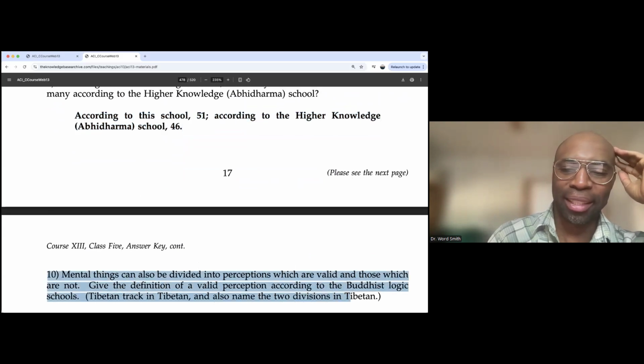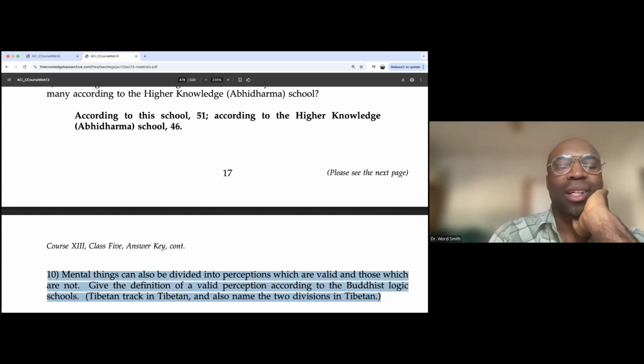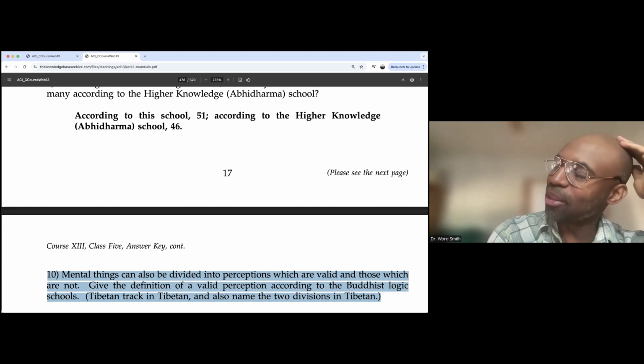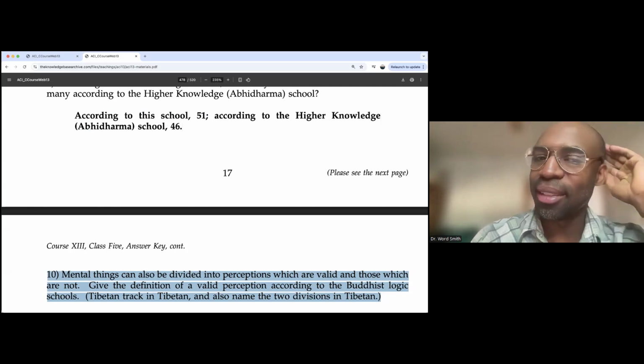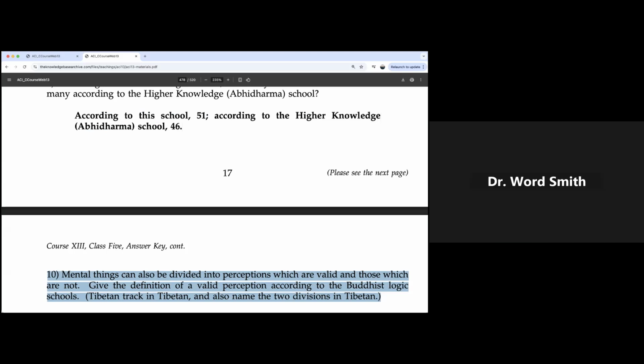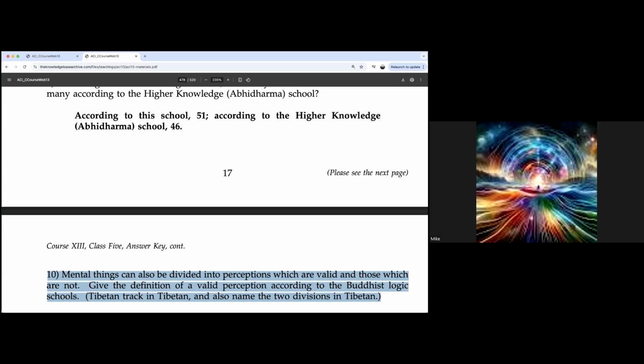I go away for a week and all right, number 10. All right, Mike Hoffman. I don't think this is gonna be indirect, but can you read it? Sure, thanks. Welcome back. Also, nice to have you back. Mental things can also be divided into perceptions which are valid and those which are not. Give the definition of a valid perception according to the Buddhist logic schools.